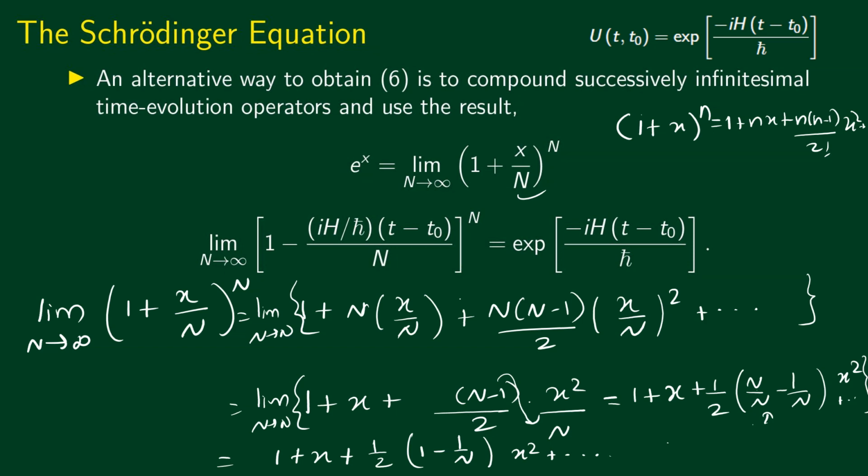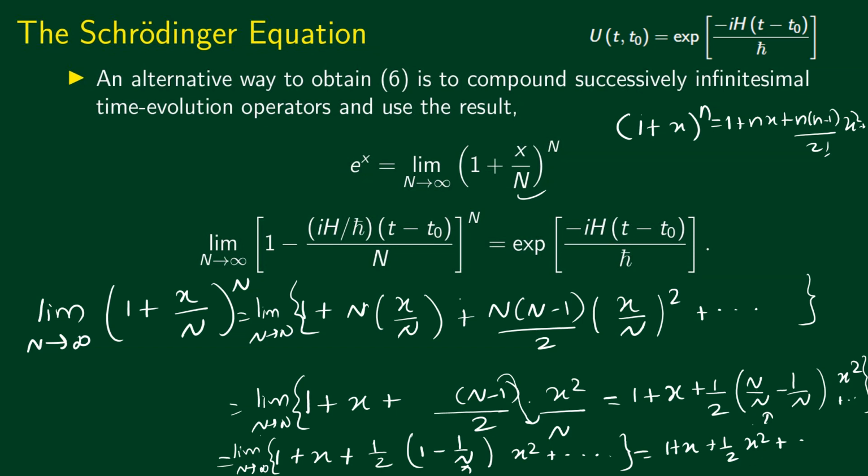Now let's take the limit n tends to infinity. If you take the limit n tends to infinity, this term becomes 0 because it's 1 by n. In the limit n tends to infinity, 1 by n becomes 0. So this is 1 plus x plus 1 by 2 x square plus etc. Now what is this? This is exactly the power series expansion for e raised to x.